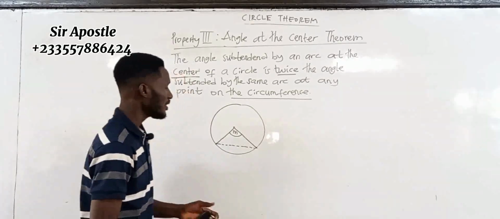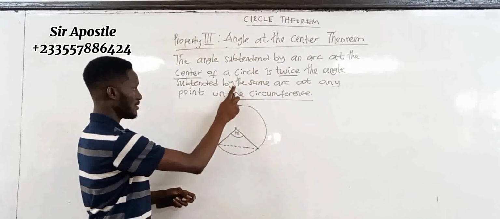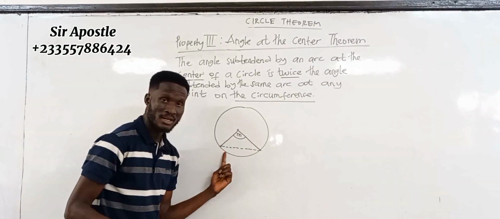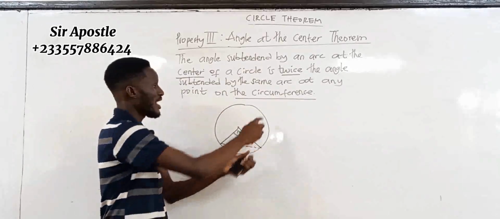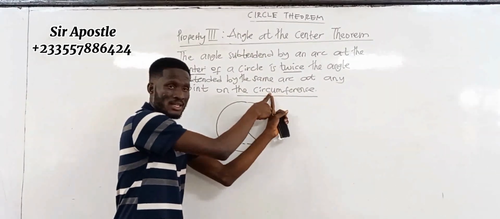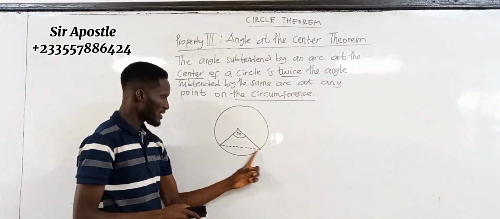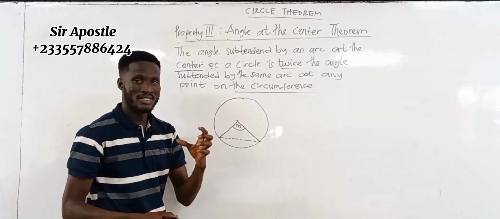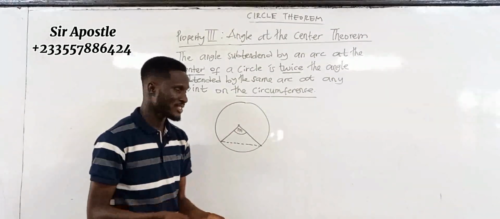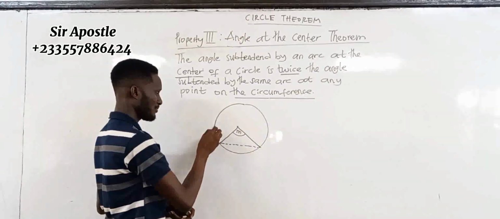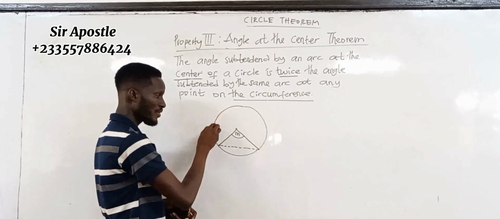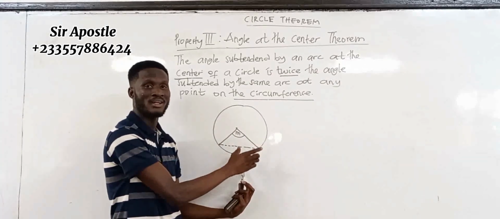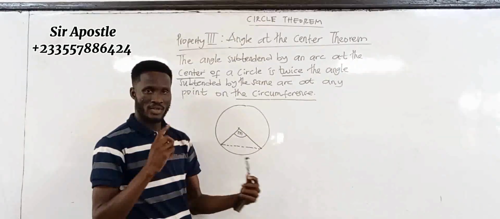Follow me closely. Now the same arc, that is this one, also forms an angle at the circumference of a circle. I'm coming to subtend this arc to form an angle at the circumference of a circle. Now, where is the circumference of a circle? These are the circumference of a circle. So I can subtend the chord to form an angle at any point at the circumference of a circle.